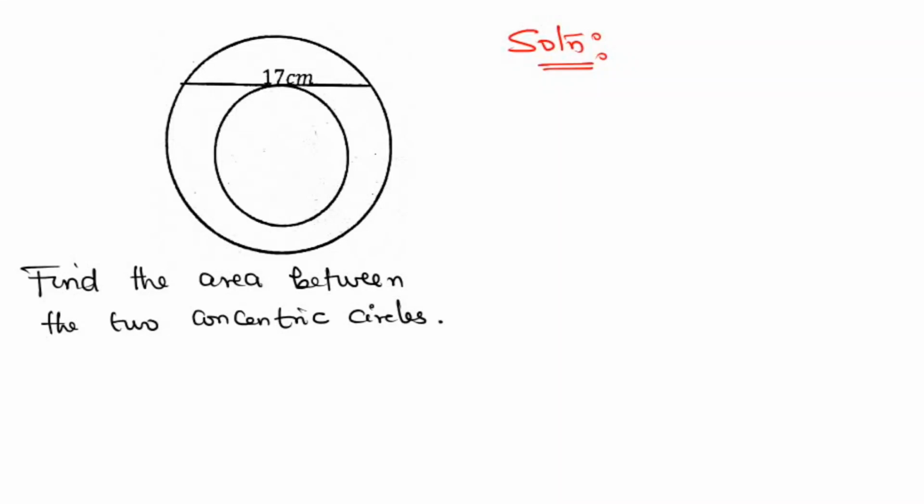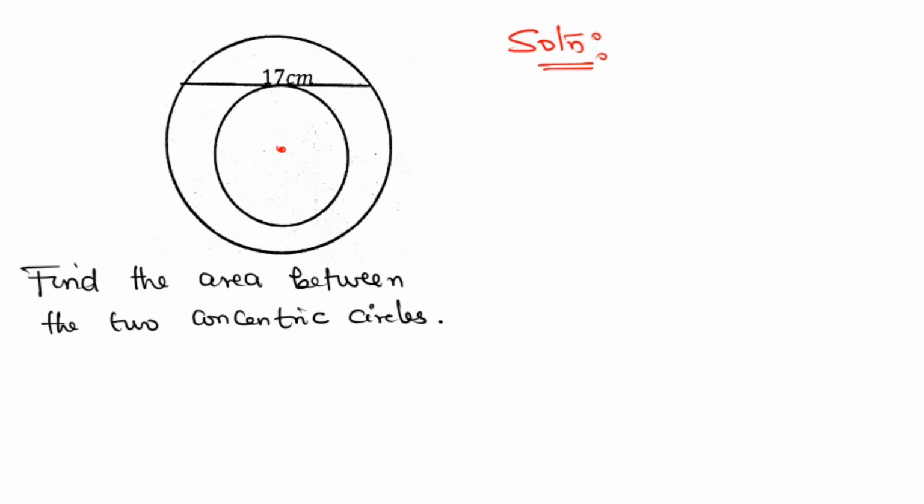So in this particular problem, we are asked to find the area that is between these two concentric circles. That means the area of this space I am shading now. First of all, what are concentric circles? Concentric circles are circles that have the same midpoint. That means they have the same center. So in other words, it's assumed that these two circles have the same center.